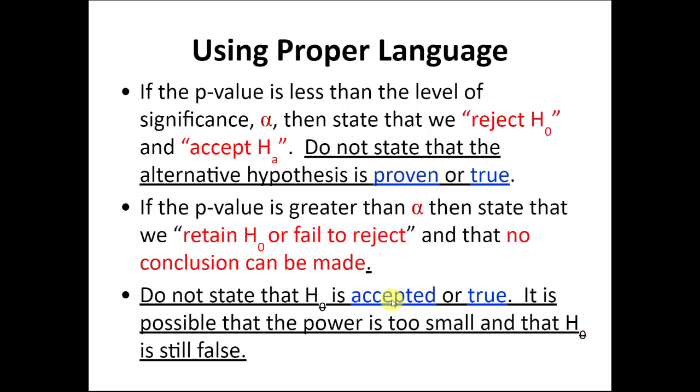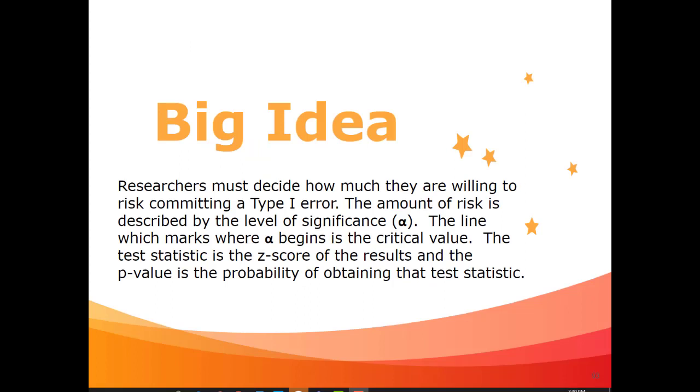In other words, there's still a possibility that you are committing a type 2 error, but because your sample size is too small, it cannot be determined. The only way to increase power is to increase sample size. It's always possible that there was insufficient power for you to be able to detect an effect when one actually existed. So what's the big idea?